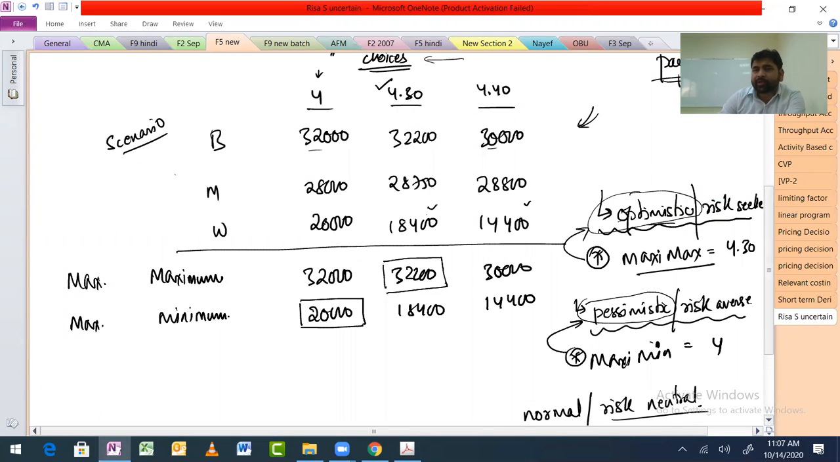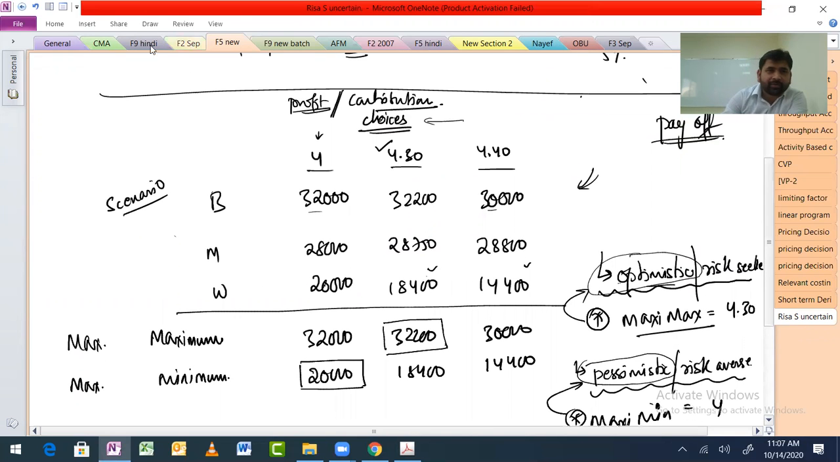See, we were talking about the normal guy, right? Risk neutral guy. What will he do? He will go for probability because he has got no liking for risk. He is not dying to take risk, neither is he too scared of risk. So what he'll do is this is called probability analysis, expected values.